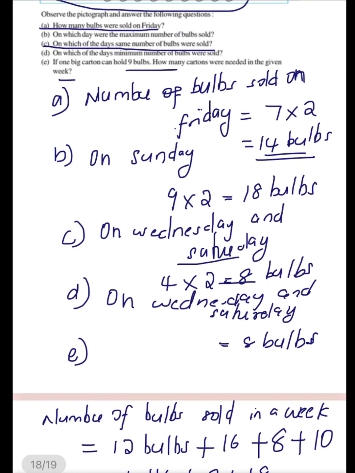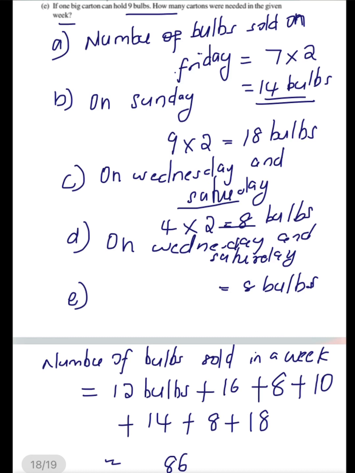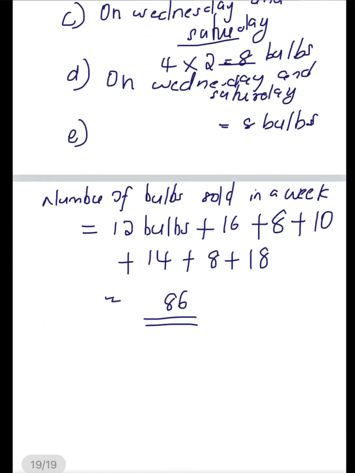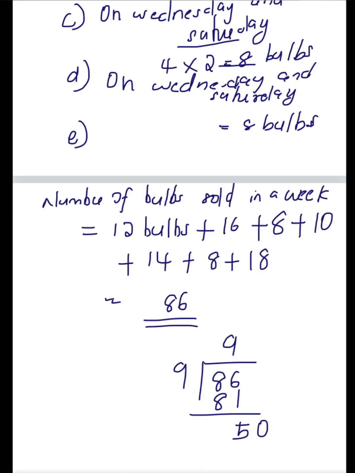But the question was different. What is the question? If one big carton can hold 9 bulbs, how many cartons are needed? That means in a carton 9 bulbs can be held. So you have to divide this 86 by 9, and you have to see the answer. 81, you will get 5. When you divide it further, what will you get? 9 point, and it will go on in this way. That means we require more than 9 cartons.